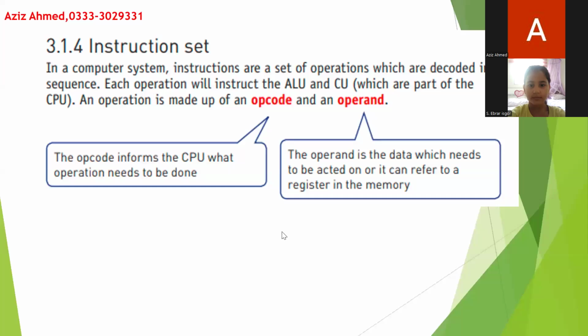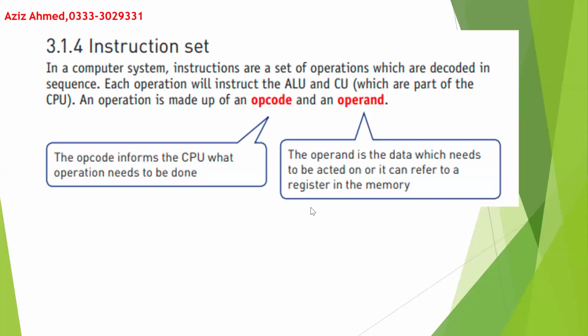Instruction set means basically when we give an instruction, the computer has to perform an action on that instruction. So an instruction has two parts: opcode and operand. In a computer system, an instruction set is a set of operations which are decoded in sequence.